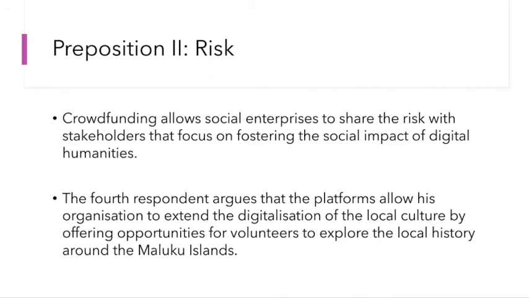For example, four respondents argued that the platform allowed them to extend digitalization to the local culture by offering opportunities for volunteers to explore the local history around the Maluku Islands. Of course, the journey to get the trust of funders is different for every organization, and this also becomes a risk. And some organizations close because they cannot find funding.